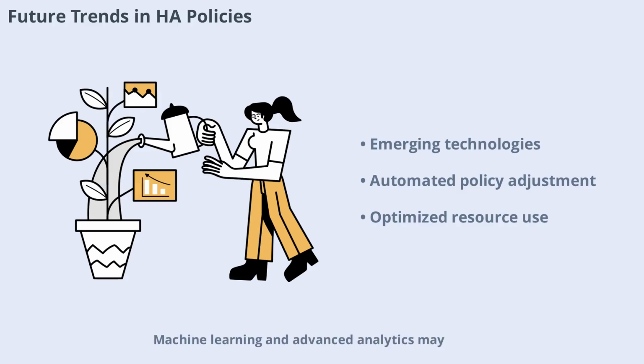Machine learning and advanced analytics may soon help automate policy selection and adjustment, further optimizing resource use and availability. Staying informed about these trends will help you keep your infrastructure ahead of the curve.